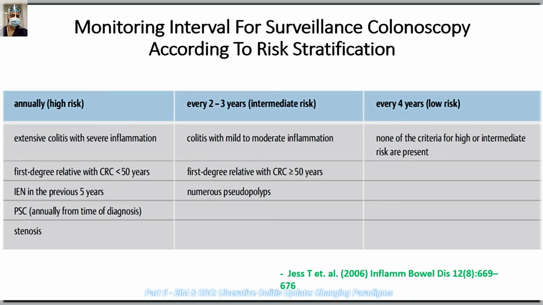I have already emphasized that any patient of ulcerative colitis with stenosis, we have to treat this as a case of malignancy unless proved otherwise. For an intermediate risk patient, the colonoscopy is recommended every 2 to 3 years, and the criteria for intermediate risk is colitis with mild to moderate inflammation, and it is according to histological diagnosis, first degree relative with colorectal cancer, age less than or equal to 50 years, and if there are extensive pseudopolyps.